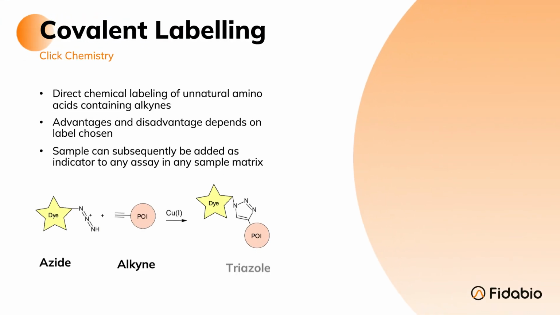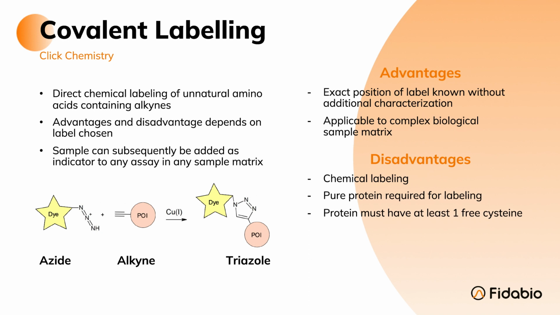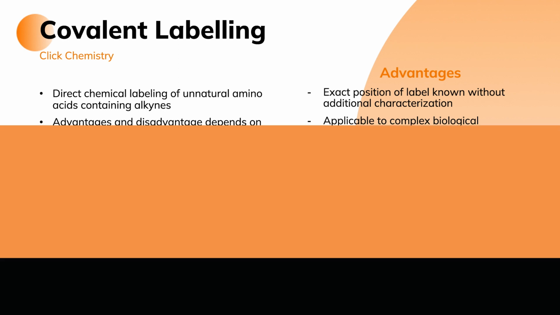If you want complete control over where your label goes, as well as a wide library of commercially available dyes, then click chemistry is an option. This works by incorporating an unnatural amino acid containing an alkyne into your protein of interest. Thus, it requires special expression organisms as well as especially designed DNA sequences. Same advantages and disadvantages apply here as with all other covalent labeling strategies.